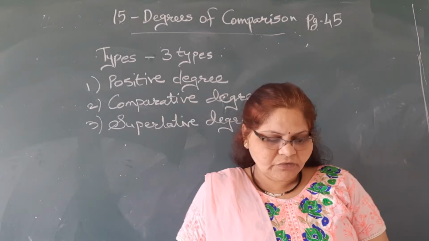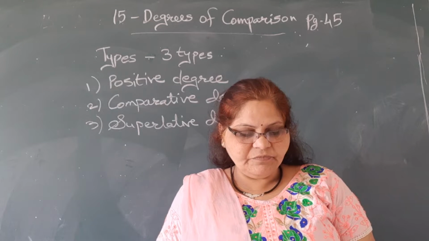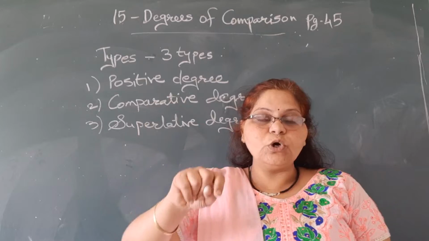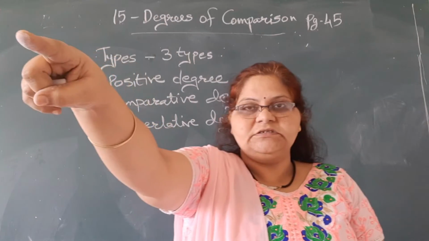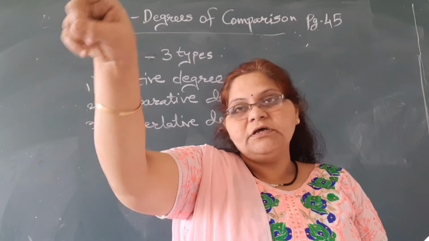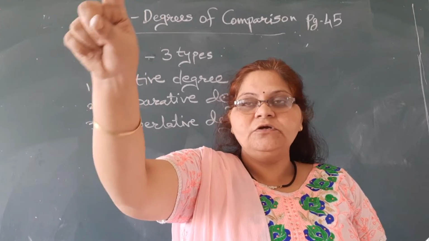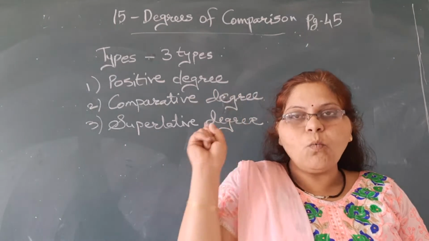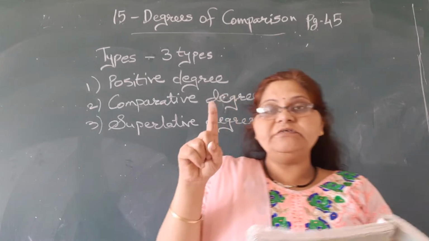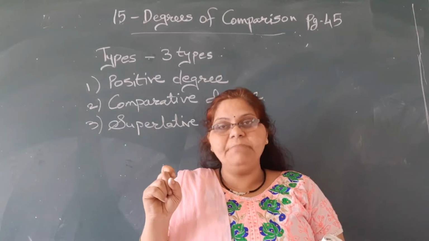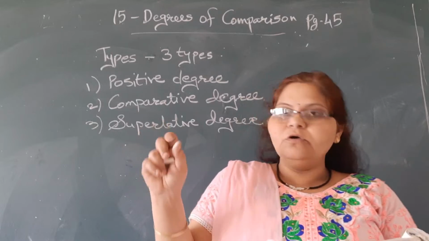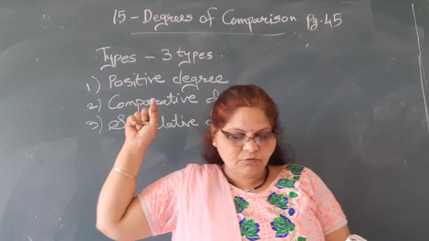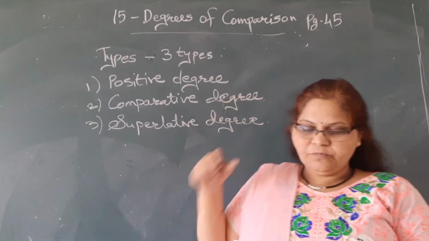So how? With an example you are going to see. For example, this house is big. So you can say this is the house. A specific house is mentioned here. So that is big. Only one house. We are saying about only one house. Okay. How is this house? It is big. So it is in positive degree.